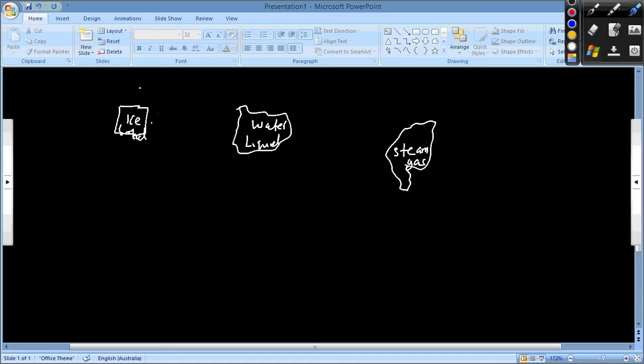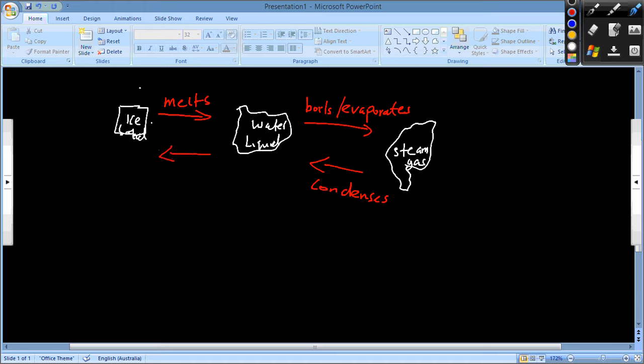Now, when ice or solid changes to water, we say it melts. When the water turns to steam, we say it boils or it evaporates. And also, we can have a reverse case where the steam will form water or liquid. In this case, we say it condenses because it converts from being a gas to being a liquid. Now, when the liquid converts to a solid, we say it freezes.